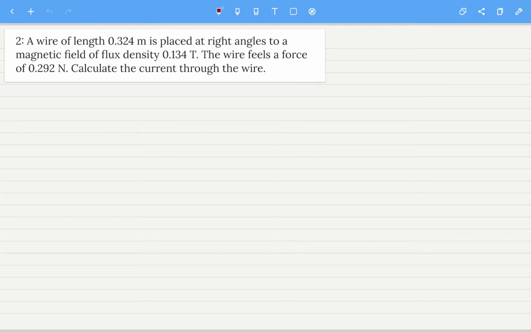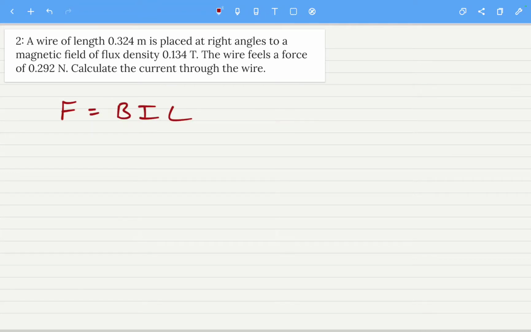Here's number 2. If you want to attempt this, I'll then take you through the answers. A wire of length 0.324 meters is placed at right angles to a magnetic field of flux density 0.134 Tesla. The wire feels a force of 0.292 newtons. This time we're calculating current. So F equals BIL.